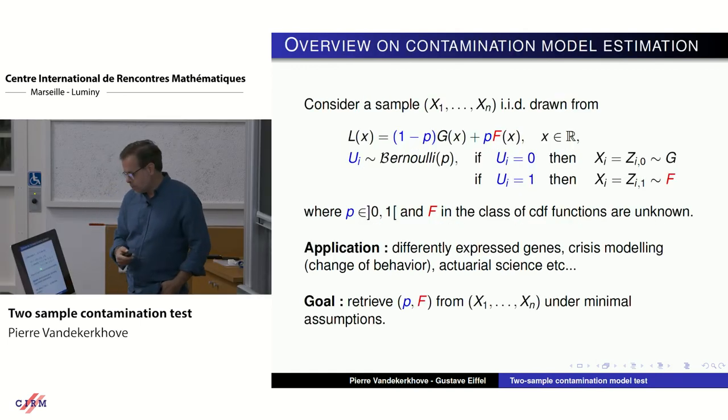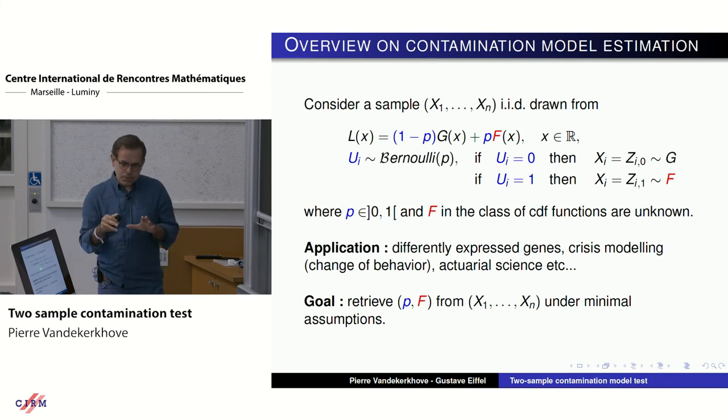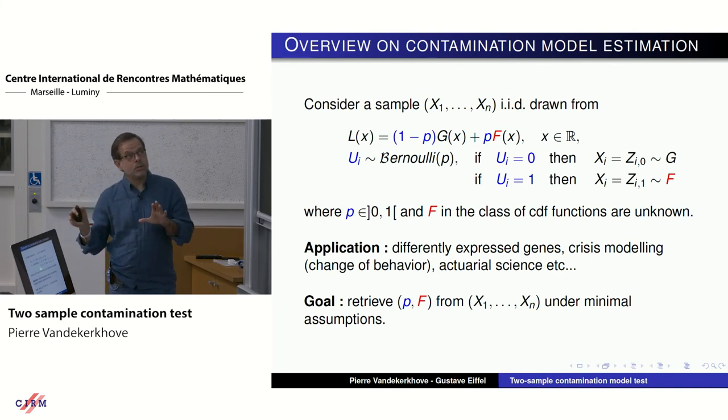Okay, so I would like to talk today more deeply about contamination models. So I will turn now to the cumulative distribution function notation. I will consider from now a sample x1 to xn, sampled from this distribution in which G is known, sorry, and the F here is unknown. So you mix basically one known phenomenon with another one which is completely unknown, okay?